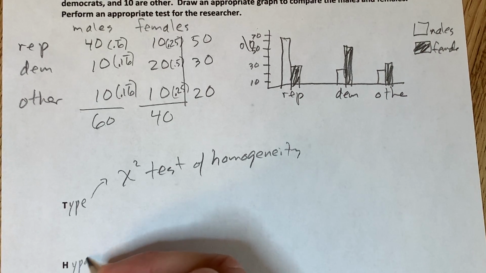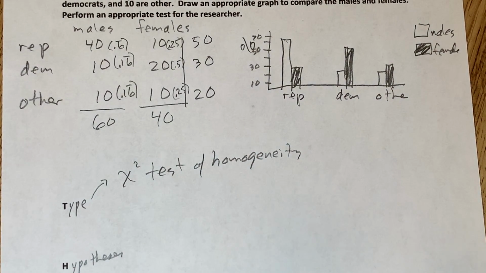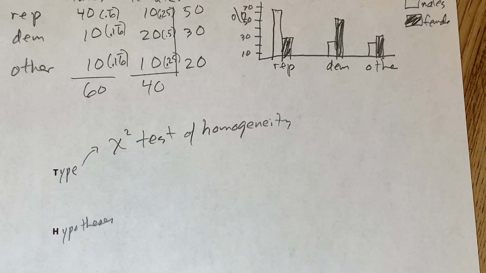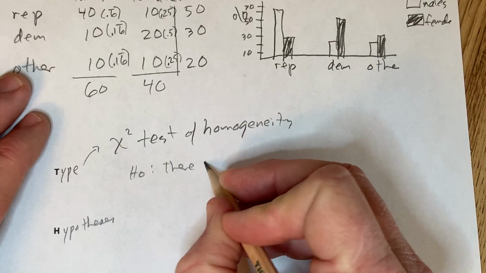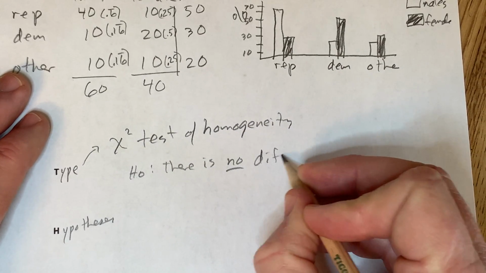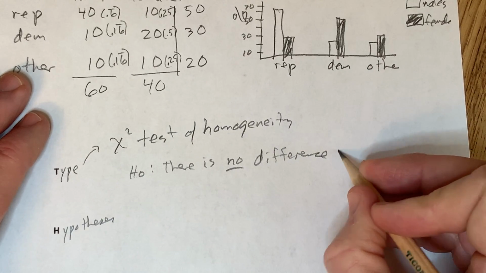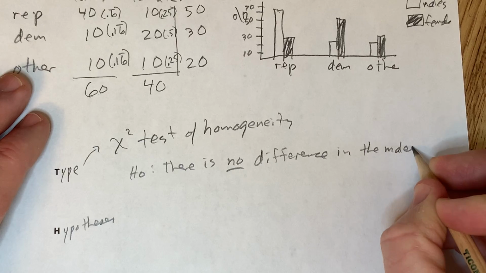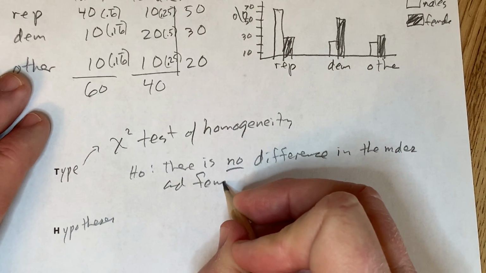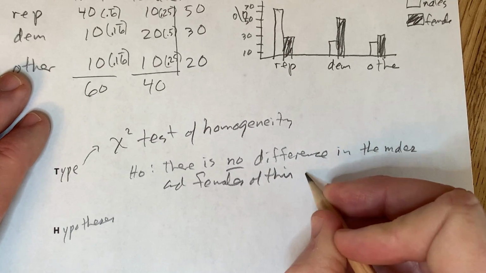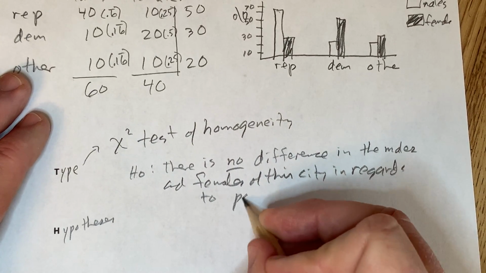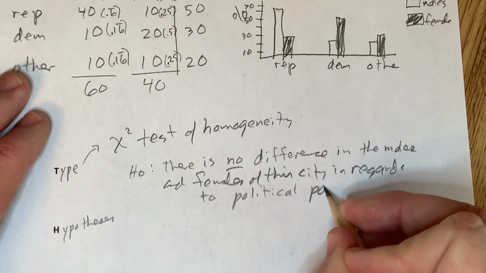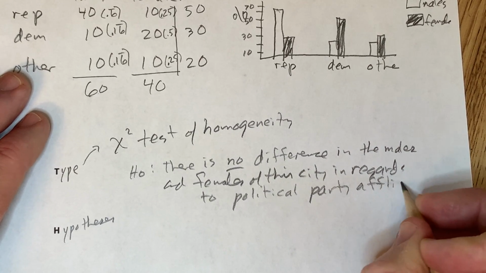All right, now our hypotheses. In a chi-squared test of homogeneity, your null hypothesis is always going to be that there's no difference in the populations in regards to this variable we're measuring. So our null hypothesis is going to be there is no difference in the males and females of this city in regards to political party affiliation.